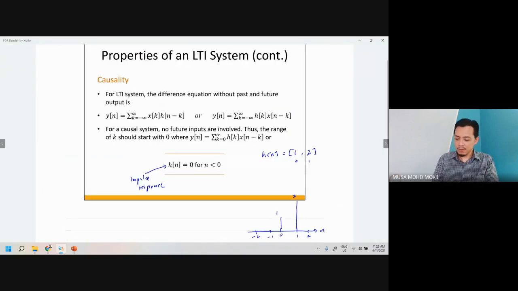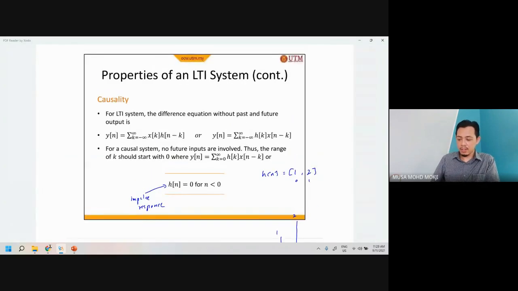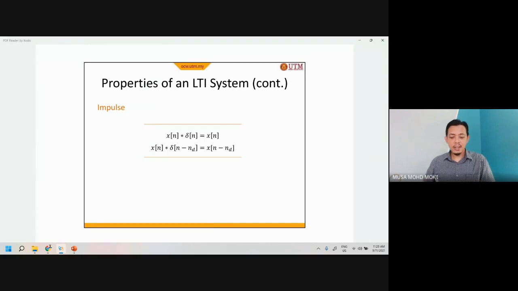So any questions so far? We have seen stability and causality. So this is the second method on how to check causality and stability. Still very easy, right? Okay, the third one. This is additional properties. We don't really look at this when we are covering the general discrete time system. Okay, we're just looking at stability and causality.